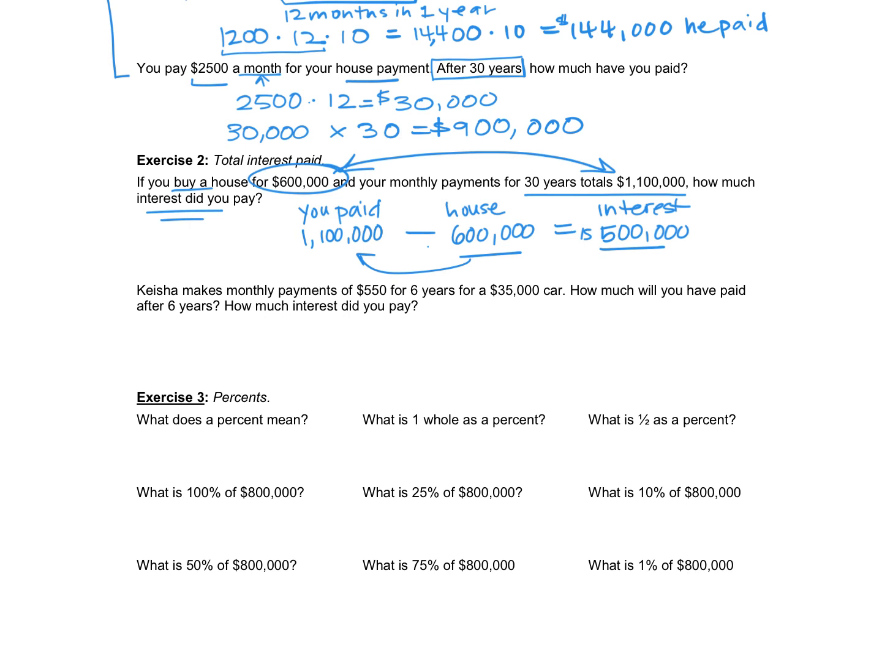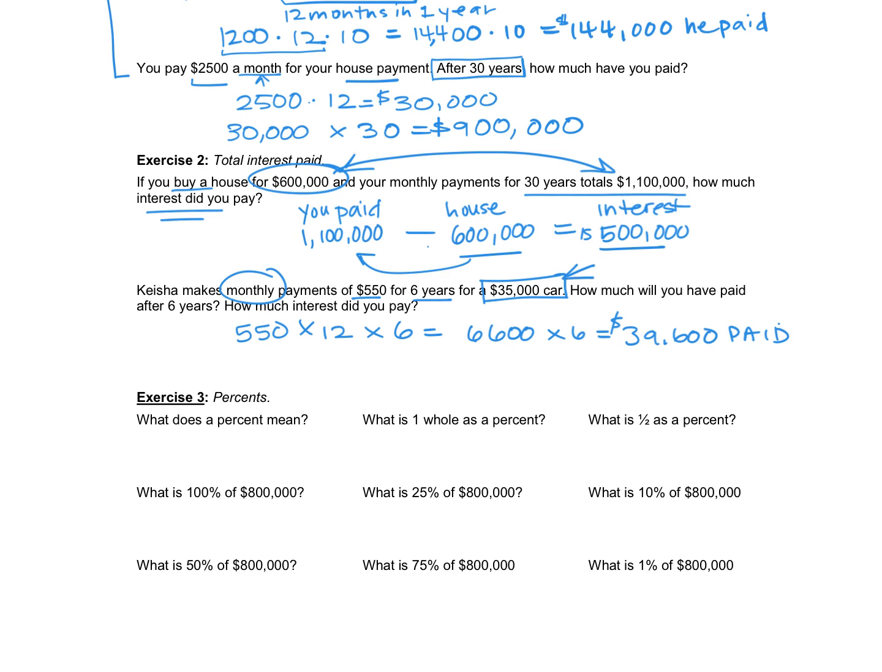Now, Keisha makes monthly payments of $550 for 6 years for a car. So switching from home buying to car buying. How much will you have paid after 6 years? So $550, these are monthly payments, so $550 times 12, we're going to do this for 6 years. We're going to have $6,600 times 6, which will be equal to $39,600. Just so you know, I'm not doing this off the top of my head. I used a calculator, so you can use a calculator too to figure this out. So this is how much that they actually paid.